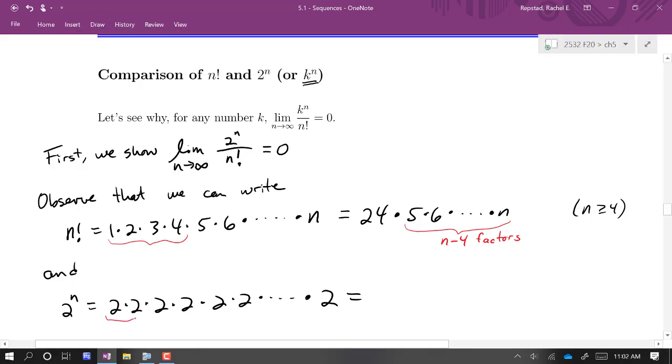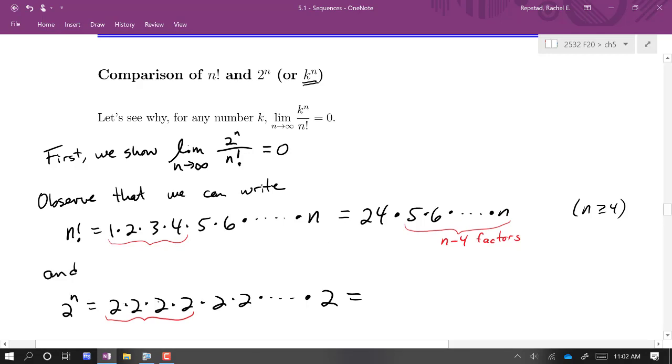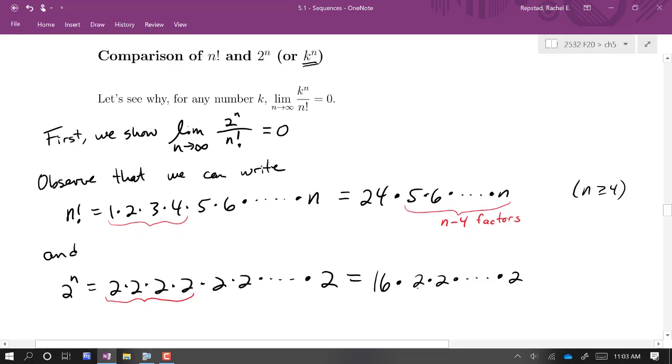I'm going to group the first 4 of these factors together. So 2 times 2 times 2 times 2 is 16. And then I have the rest of these factors, and there are n minus 4 factors of 2 here. And again, I can rewrite 2 to the n in this way as long as n is greater than or equal to 4.